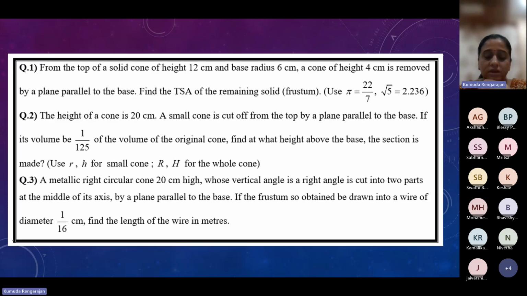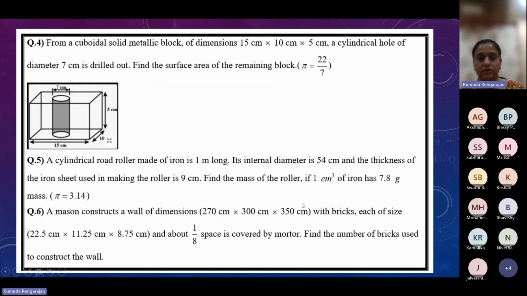Yeah, these three questions, 1, 2, and 3, are no longer a part of your syllabus. So we'll try the fourth one.